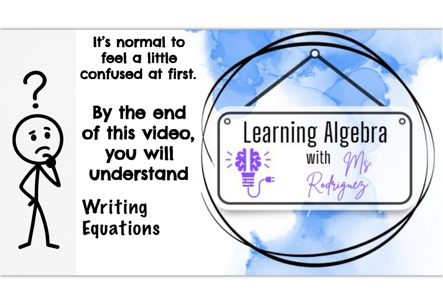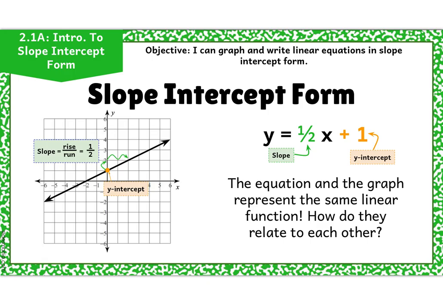By the end of this video, you will understand writing equations. Recall, slope-intercept form has two pieces of information. Your y equals 1/2 x plus 1 in this example gives me my slope, which is 1/2, and my y-intercept, which is 1. When given the equation, we can sketch a graph of what this line will look like using this information. However, we can also use the same knowledge to write an equation in slope-intercept form by finding slope and y-intercept.